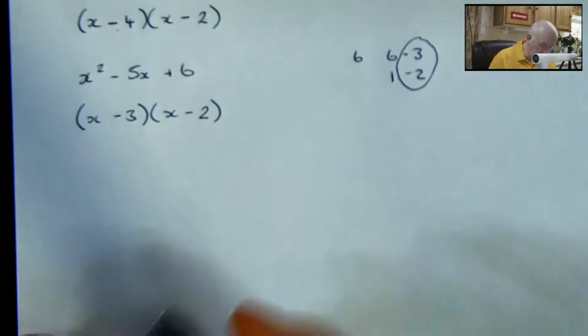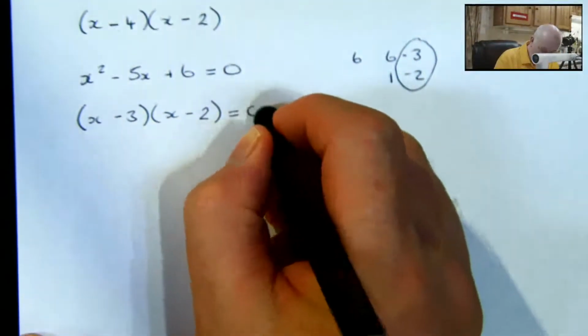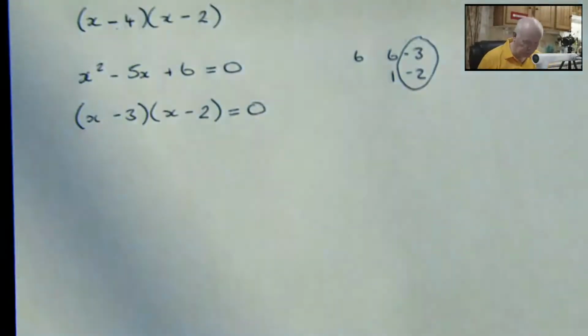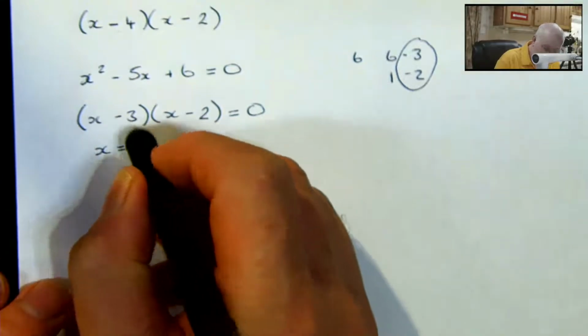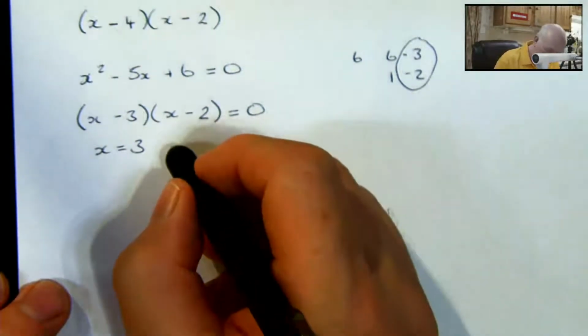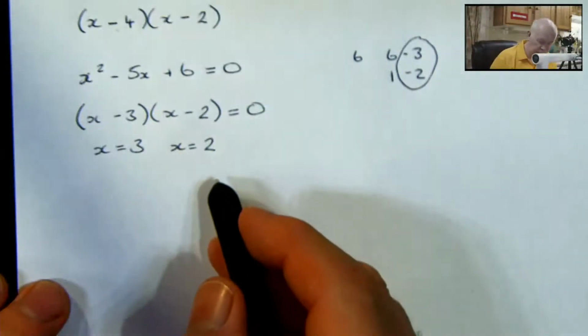Now, if we'd made this equal to 0, and that equaling 0, then I'd know I'd have to solve this. And my answer will be now x equals 3, change the sign, and x equals 2, change the sign.